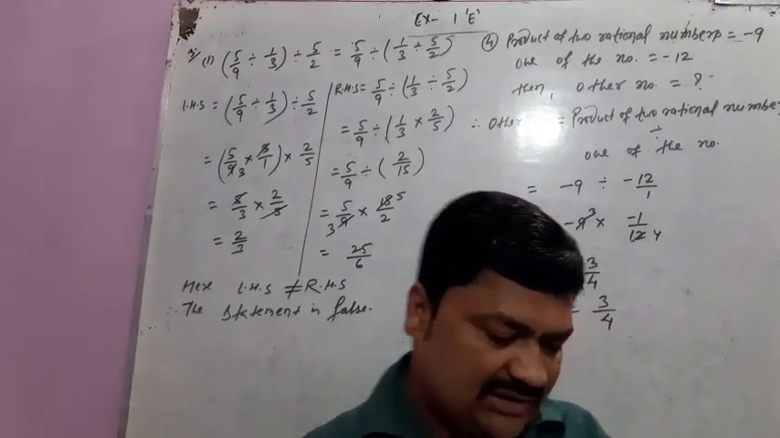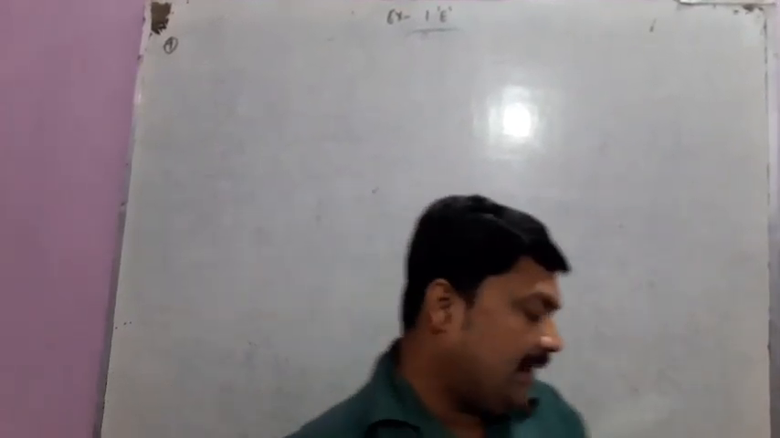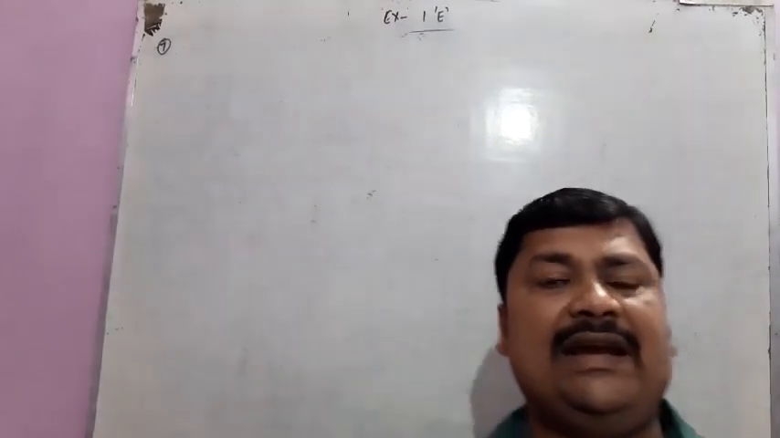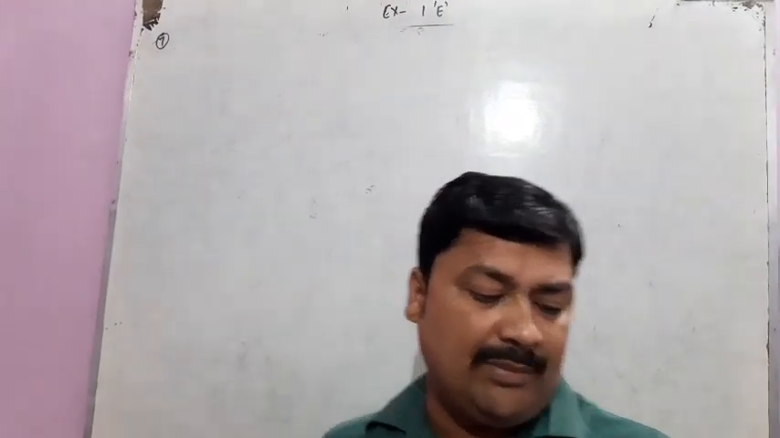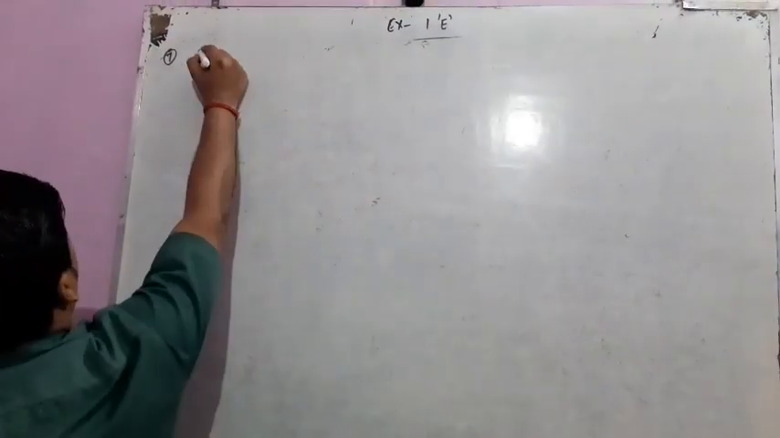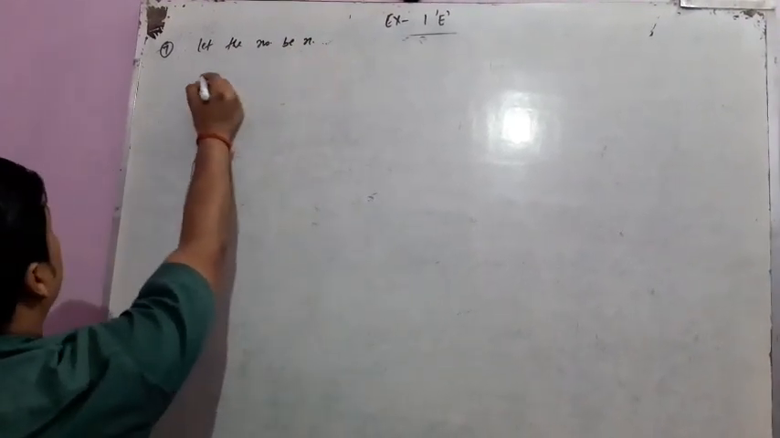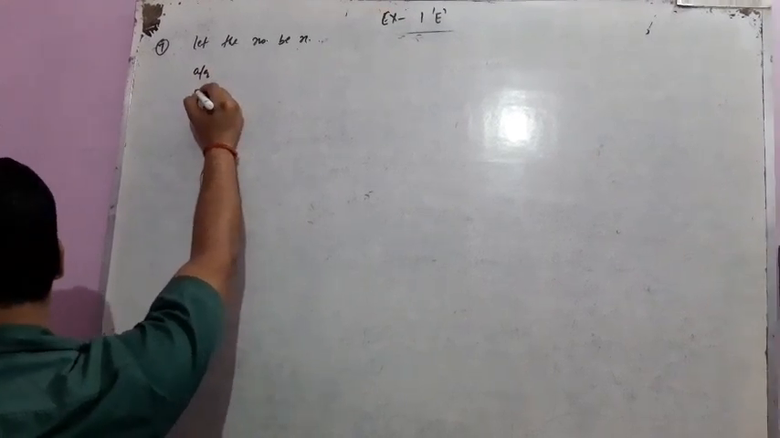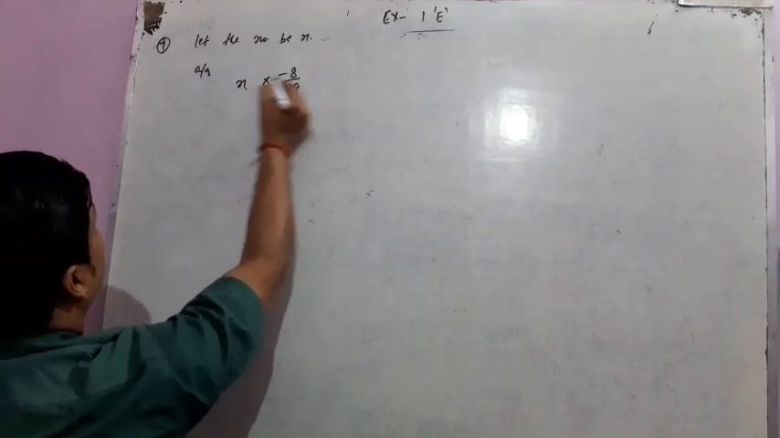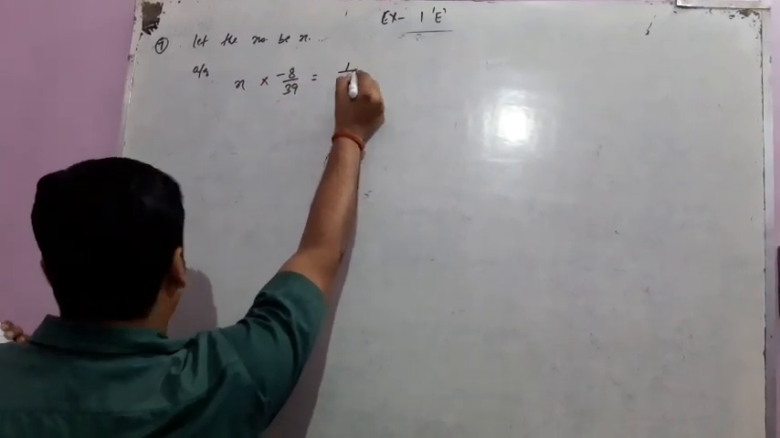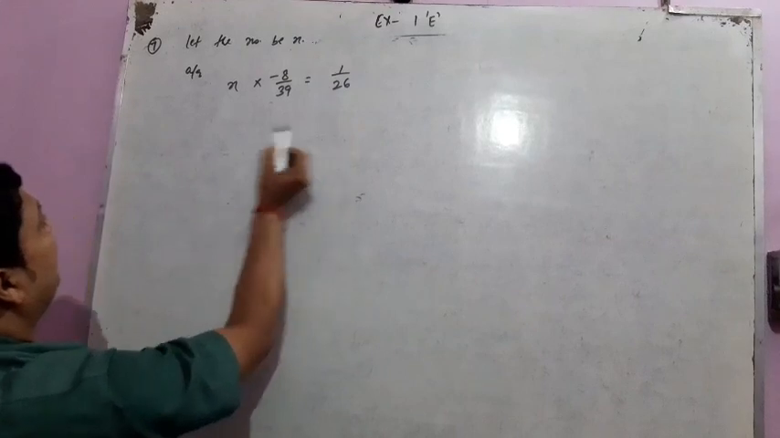Now question number 6 and 7 are the same, so we have to solve question number 7. In question number 7 it is given: by what rational number should minus 8 by 39 be multiplied to obtain 1 by 26? So here we consider the number to be x. Let the number be x. According to the question, if minus 8 by 39 is multiplied with x, then the result will be 1 by 26.